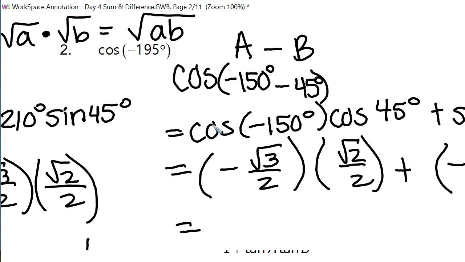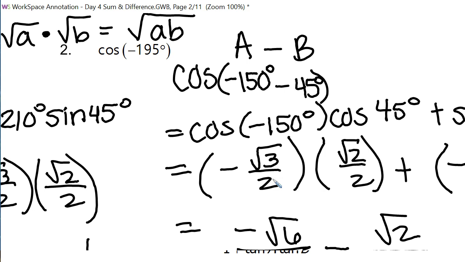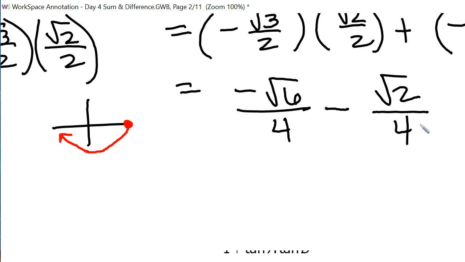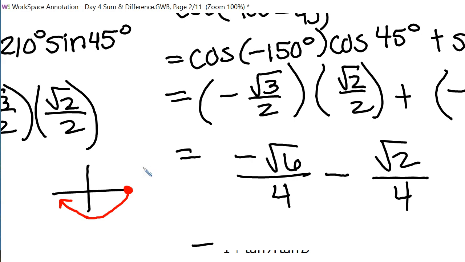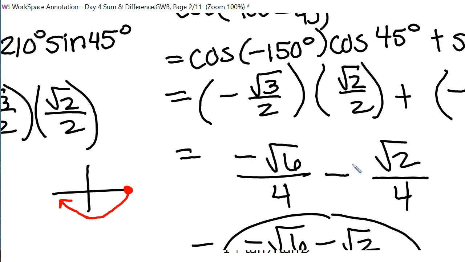Simplifying, we need to multiply these fractions. So this would be negative square root of 6 over 4. And instead of adding a negative, just change it to subtraction. And this would be square root of 2 over 4. We have a common denominator, so keep the denominator the same, and put the numerators together. So this would be negative square root of 6 minus square root of 2, all over 4. Now again, if you chose a different angle pair, it's possible that your answer would be negative square root of 2 minus square root of 6 over 4, but those two answers are equal.